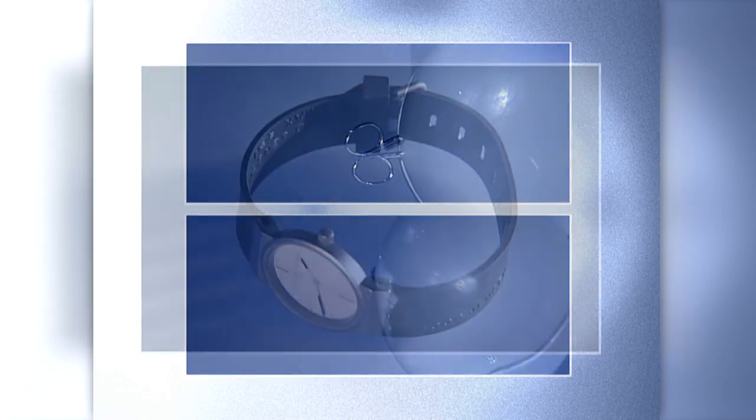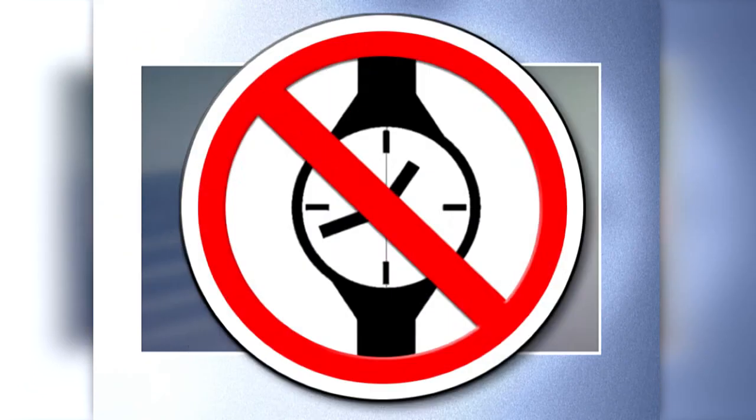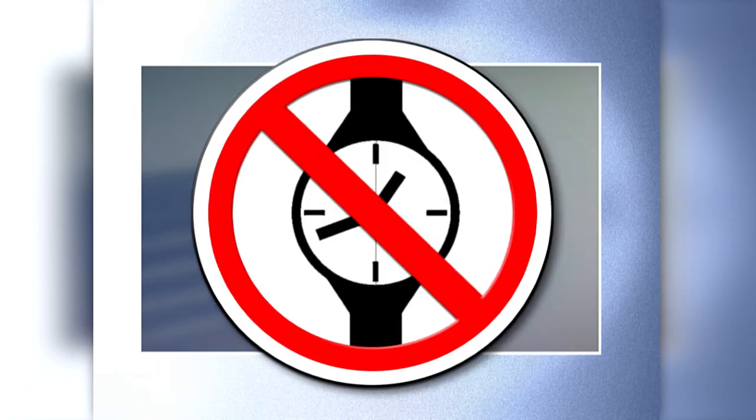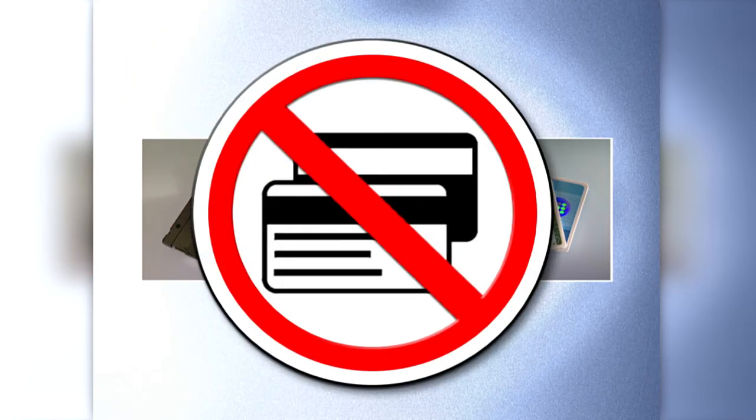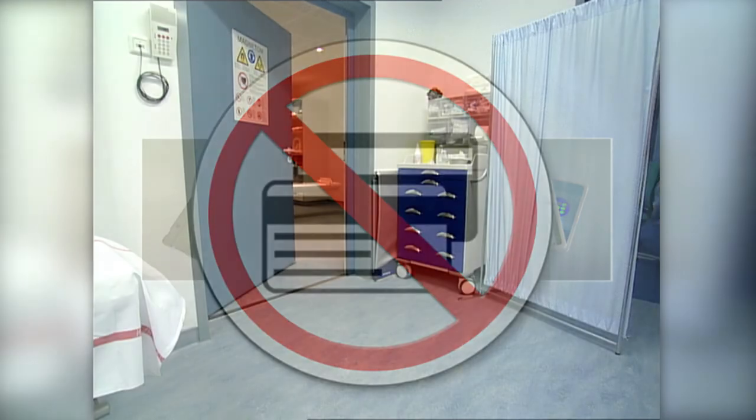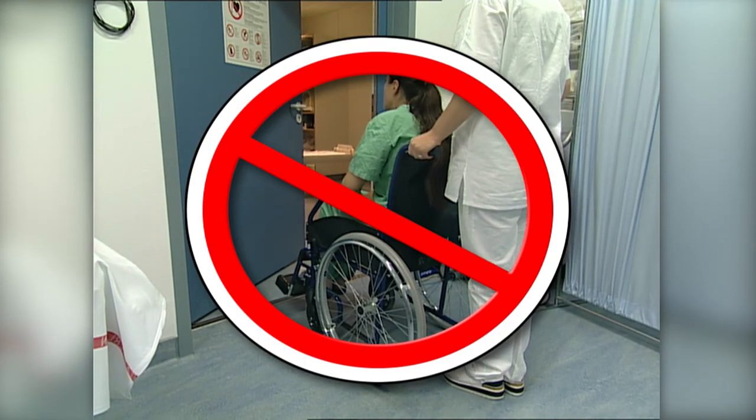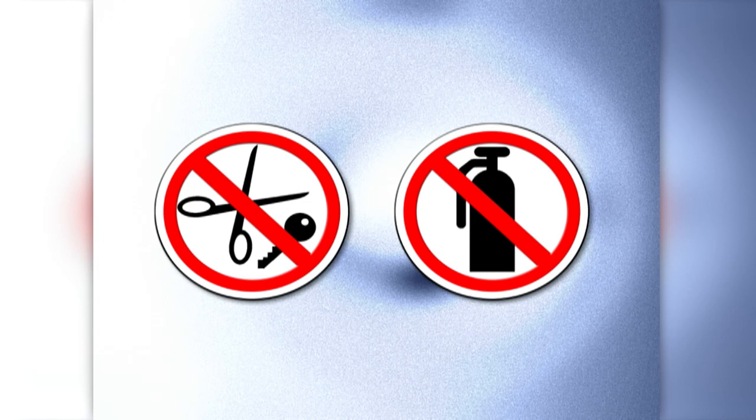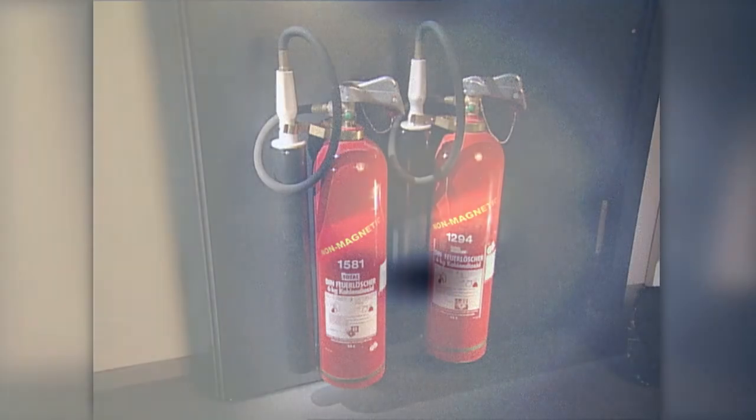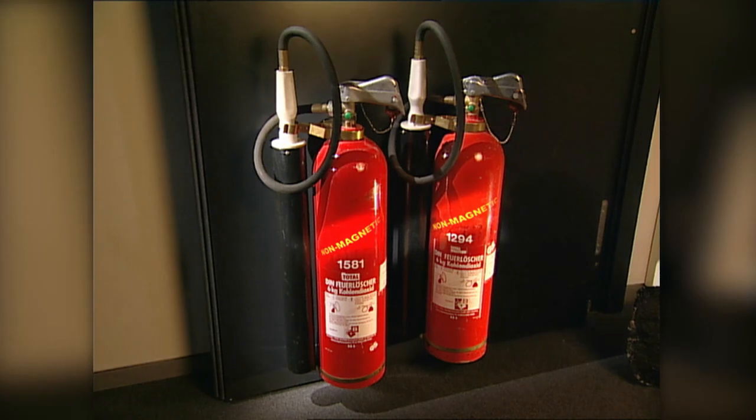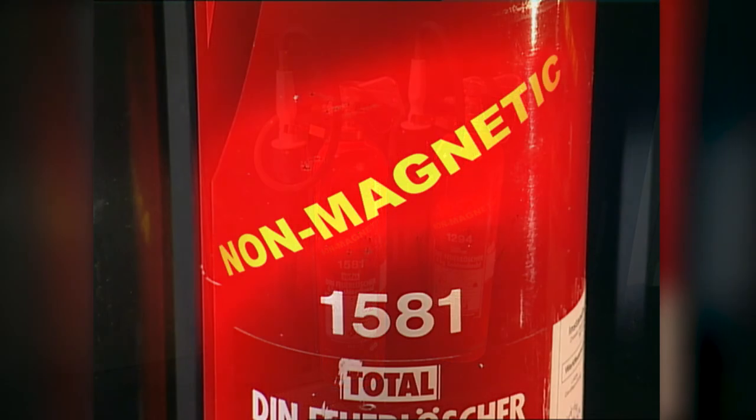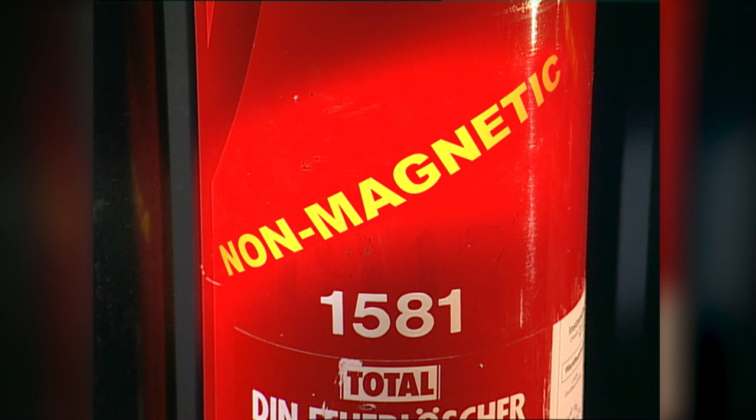The magnetic field also influences watches, magnetic data storage media, and precision mechanical devices. When bringing devices and objects into the examination room, make sure ahead of time that they are not attracted to the magnet. Make sure you do not have any metallic objects on or in your body before entering the examination room. In an emergency, it is very important to know which non-magnetic rescue tools are available.